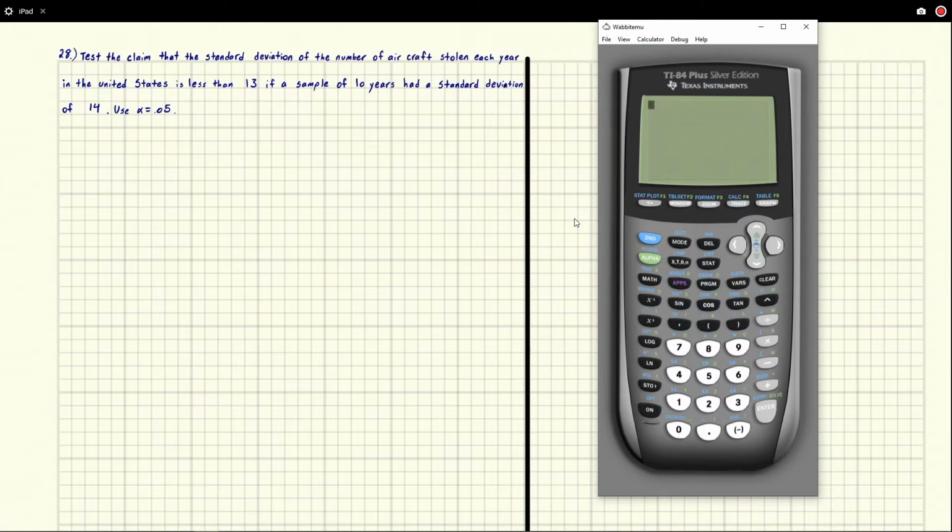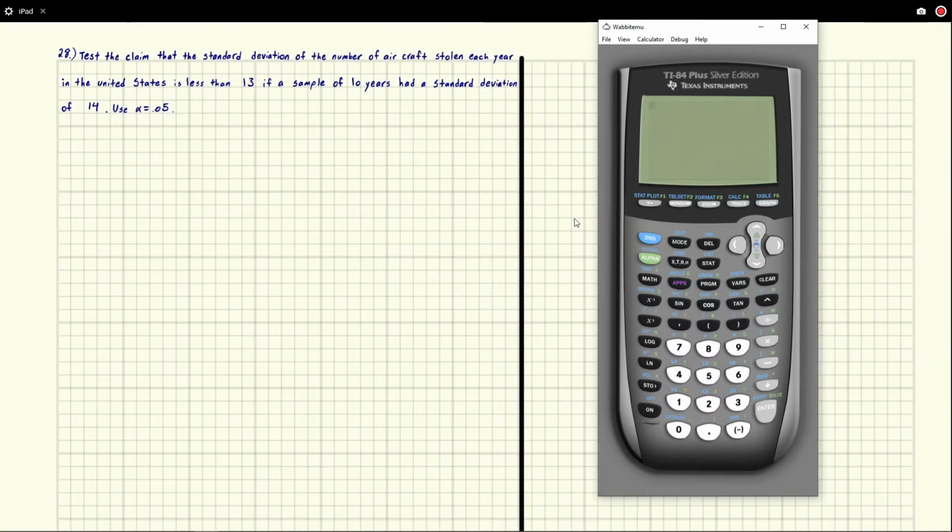Eric Burgess here. Test the claim that the standard deviation of the number of aircraft stolen each year in the United States is less than 13 if a sample of 10 years had a standard deviation of 14. Use the 0.05 level of significance.